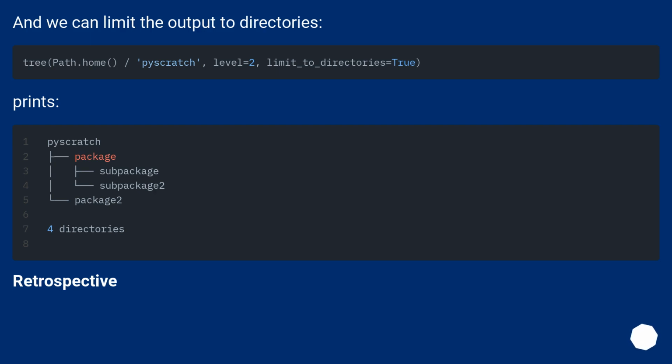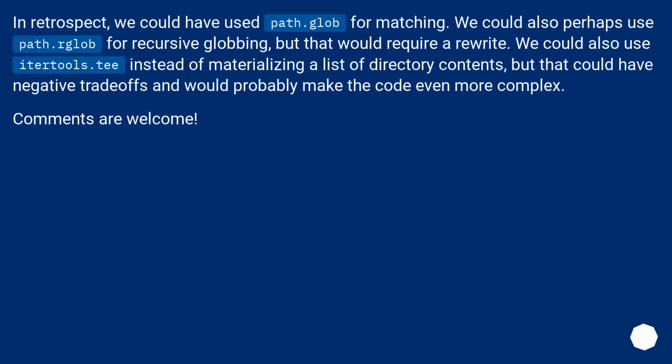Retrospective. In retrospect, we could have used path.glob for matching. We could also perhaps use path.glob for recursive globbing, but that would require a rewrite. We could also use itertools.islice instead of materializing a list of directory contents, but that could have negative trade-offs and would probably make the code even more complex. Comments are welcome.